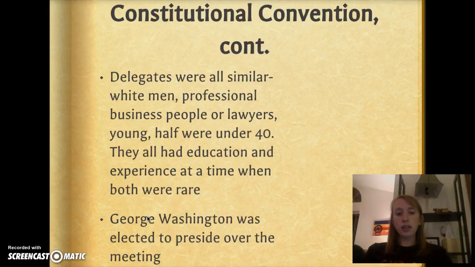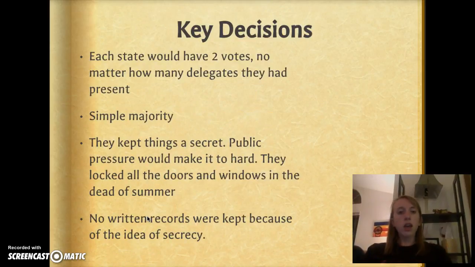George Washington is elected to preside over the meeting. He's not elected to become president quite yet. He's just elected to preside over the meeting. And obviously we know that that's going to become kind of the stepping stone to getting him into the presidency. Some of the key decisions that start to happen: each state would have 2 votes no matter how many delegates they had present. You needed a simple majority in order to pass any new ideas or amendments. Here's a big one. They had to keep things a secret.